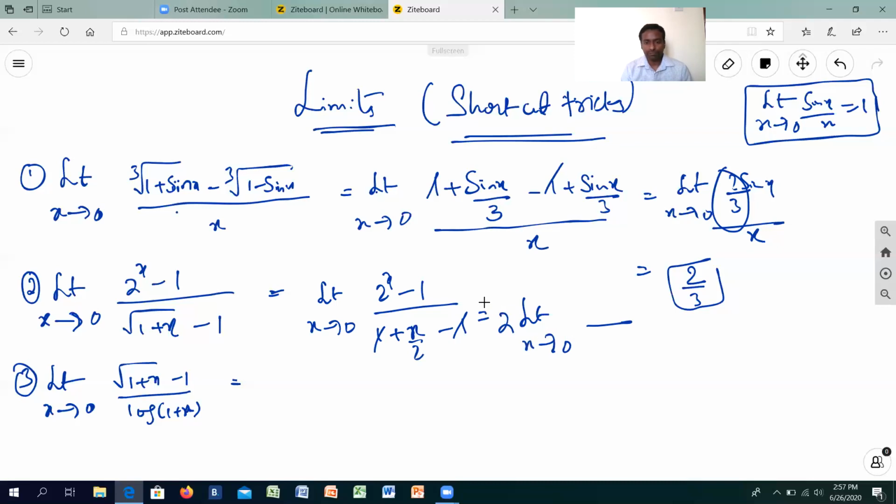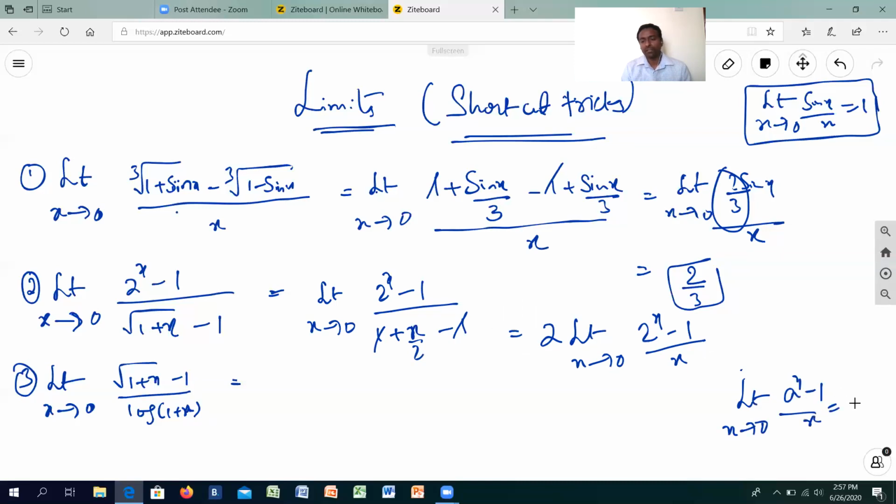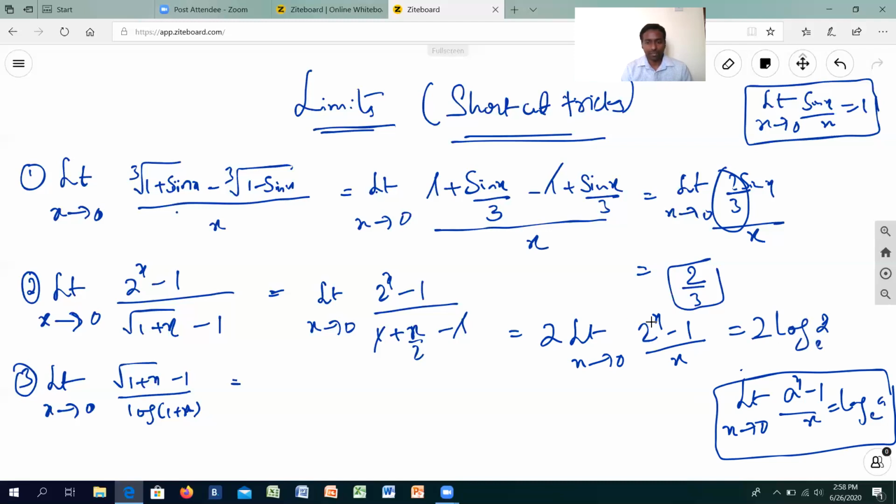So 2 times, write it properly, is equal to 2 limit x tends to 0. See, this is the reciprocal, that's why 2 is coming before that. 2 raised to x minus 1 by, I'm left with x only. Now I have one more formula for limit based upon the problem that we are getting, that is a raised to x minus 1 by x is nothing but log a to the base e. So keeping this in mind and applying over here, our answer is simply going to be log 2 to the base e. Check here, my a is 2, so 2 to the base e, that is a natural log.